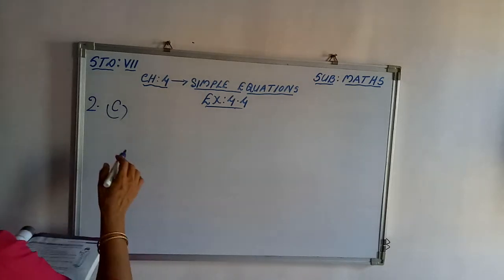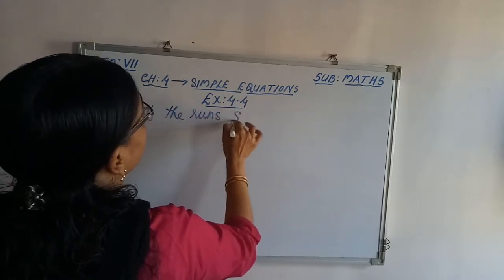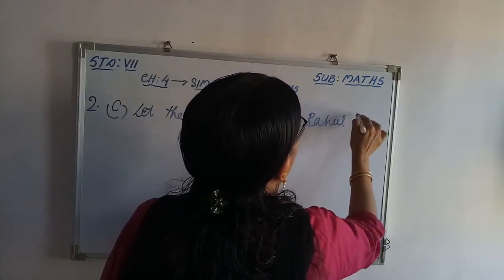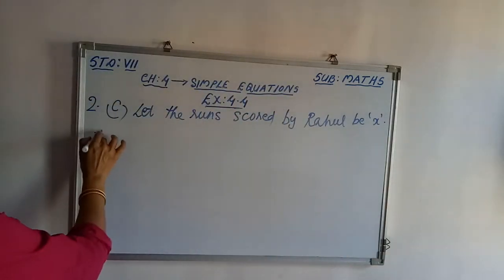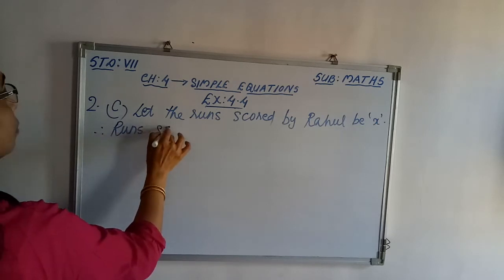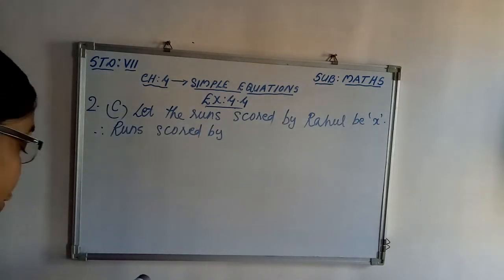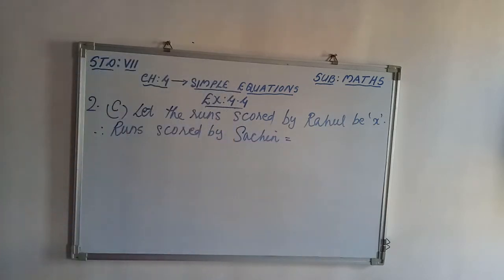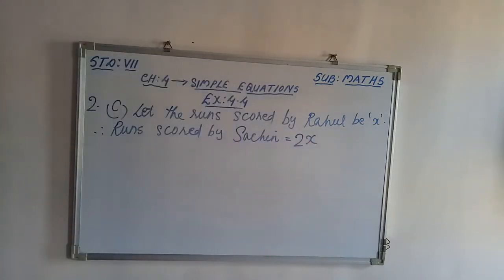So we can write, let the runs scored by Rahul be x. Then the runs scored by Sachin: what is given? Sachin scored twice as many runs as Rahul. So twice means 2 times, 2x.